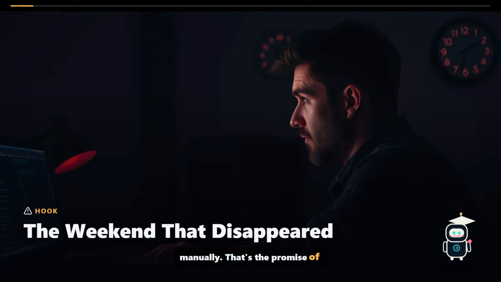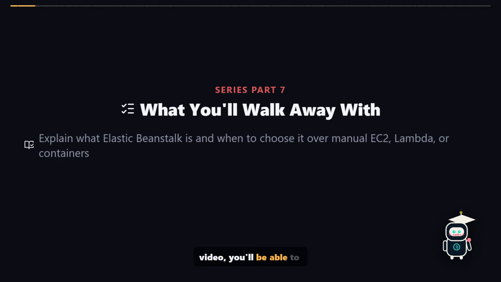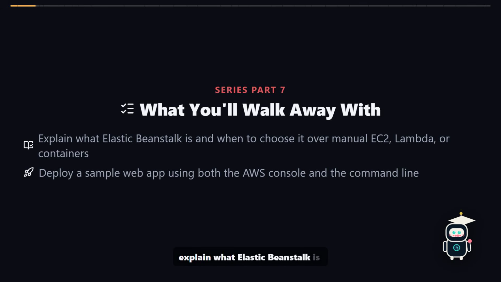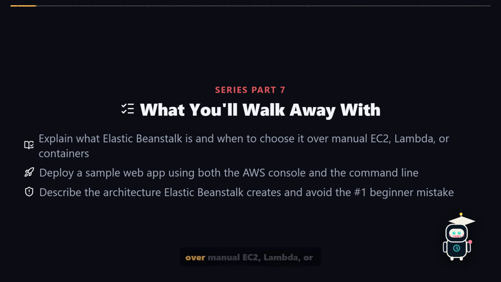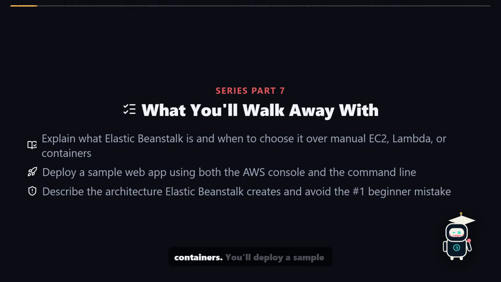The difference is that you don't have to assemble every common component manually. That's the promise of Elastic Beanstalk. You focus more on deploying the application. AWS automates more of the environment around it. By the end of this video, you'll be able to explain what Elastic Beanstalk is and when to choose it over manual EC2, Lambda, or containers.